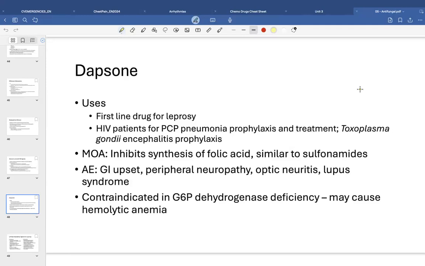Sulfonamide is a slightly different chemical. Adverse effects include GI upset, neuropathies, optic neuritis, and it's also been associated with lupus syndrome. It's contraindicated in patients that have glucose-6-phosphate dehydrogenase deficiency. That's a genetic condition that puts some patients at risk for hemolytic anemia when exposed to certain things.